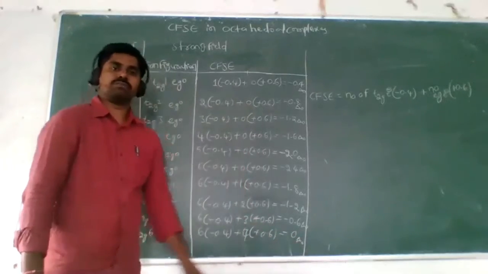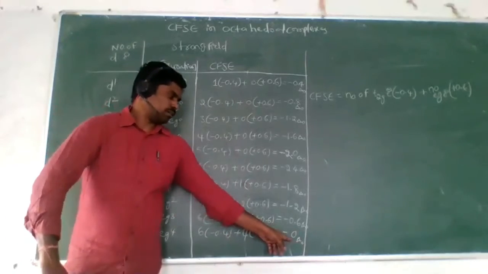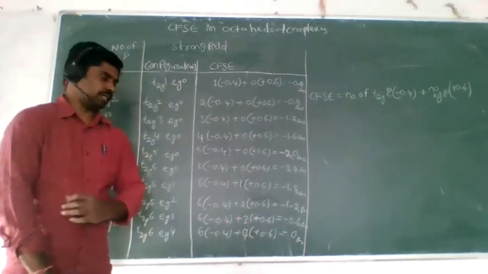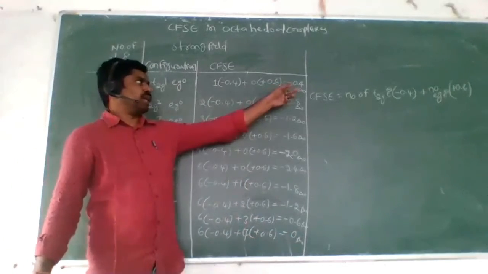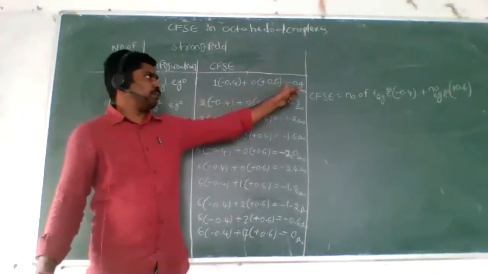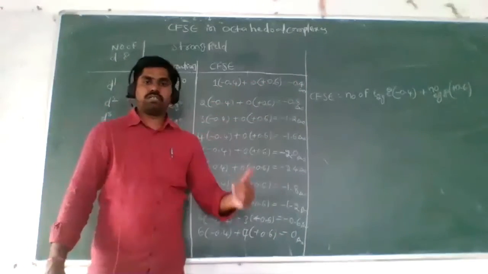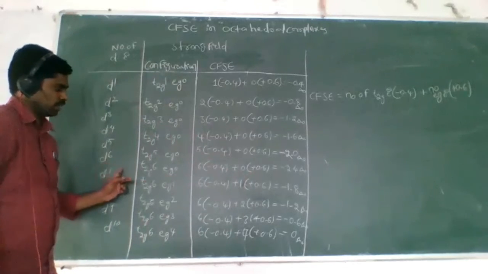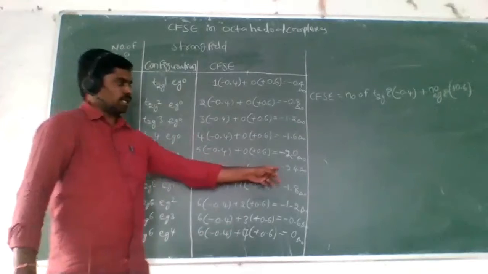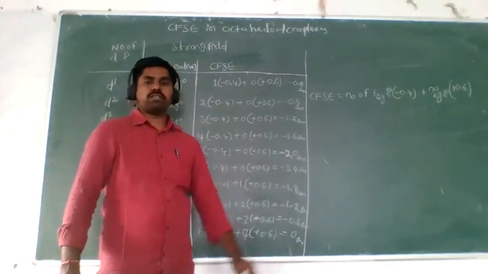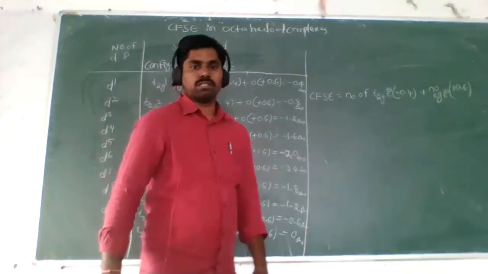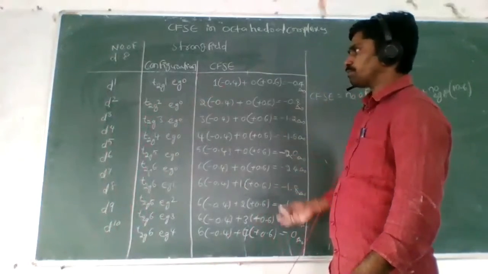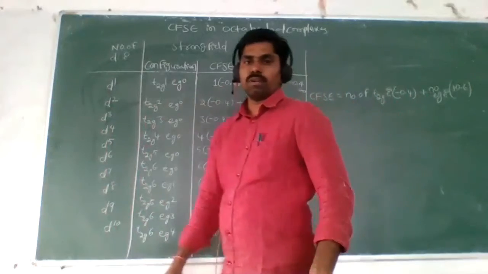That complex is 0 units, so it is unstable now, right? See here, when one electron enters the t2g, minus 0.4 units it is stabilized. Here, when 6 electrons enter there, minus 2.4 delta naught units the complex is stabilized. So this is about the strong field condition.